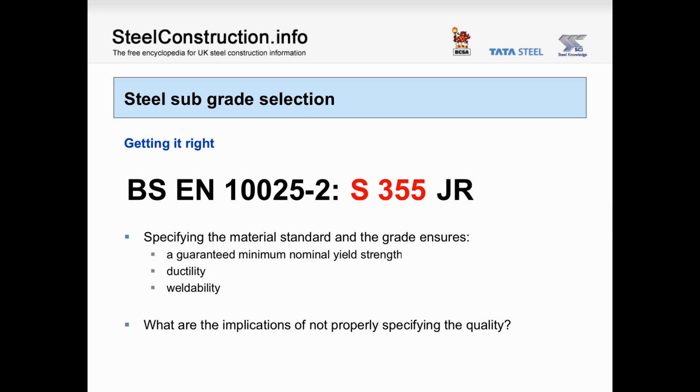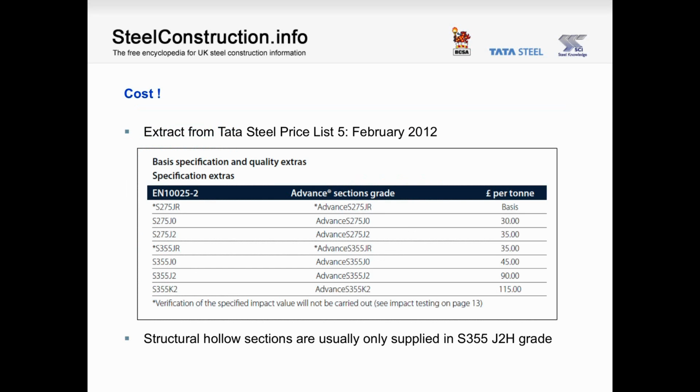Well, not surprisingly, cost creeps in. This is an extract from the latest Tata Steel price list, and it gives us an indication of the cost uplift for the different subgrades. So, specify S355GR when you actually need S355J2, and you have to go cap in hand to the client and ask for another £55 per tonne. Conversely, specify S355J2 when you only need S355GR, and you're costing the client money unnecessarily. Now, the cost differentials we're talking about are really quite modest in the context of the total building cost. And perhaps what's more of an issue is availability.